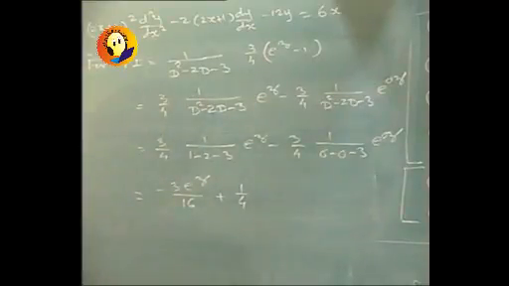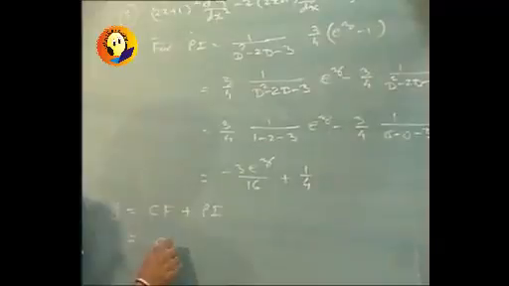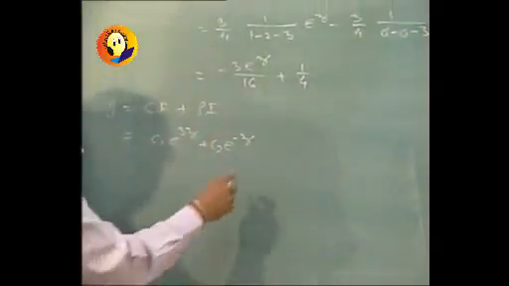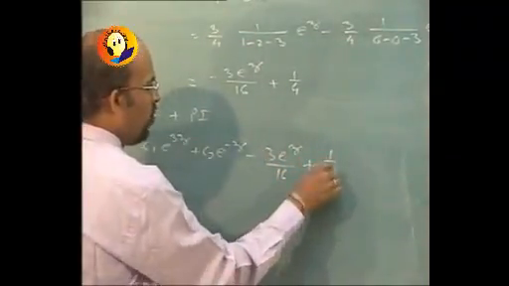Y equal to CF plus PI is the final answer. So y equal to CF plus PI, which will be equal to C1 e raised to 3z plus C2 e raised to minus z, minus 3 e raised to z upon 16, plus 1 by 4.